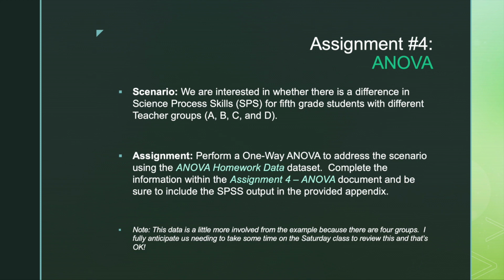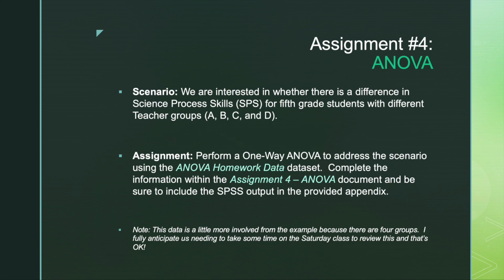So for assignment 4, you're going to be asked to perform a one-way ANOVA. The scenario is we're interested in whether there is a difference in the science process skills, SPS for short, for 5th grade students with different teacher groups, either A, B, C, or D. So we have 4 different groups of teachers here, and we want to see whether there's a difference between the science process skills within these groups. Your actual assignment: perform a one-way ANOVA to address this scenario.